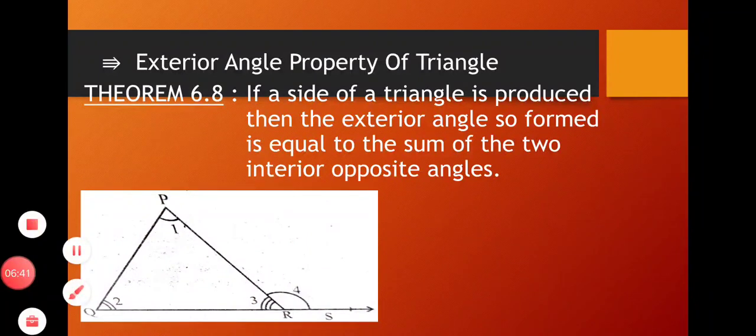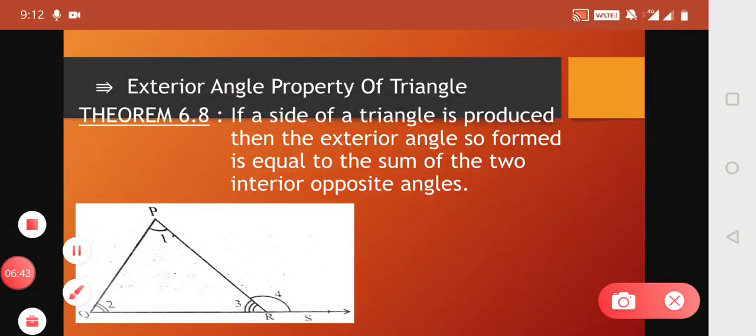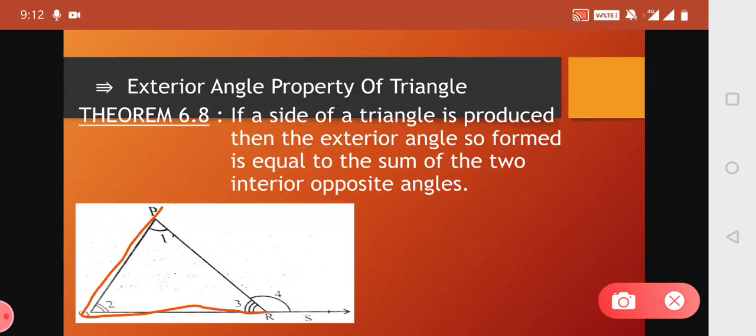Yes, you can see in the figure that it is given if a side of a triangle is produced. We have taken a triangle PQR. We have produced the side QR to S. Now for the exterior angles also, angle 1, angle 2 and angle 3 are interior angles of the triangle, and angle 4 is the exterior angle of the triangle.